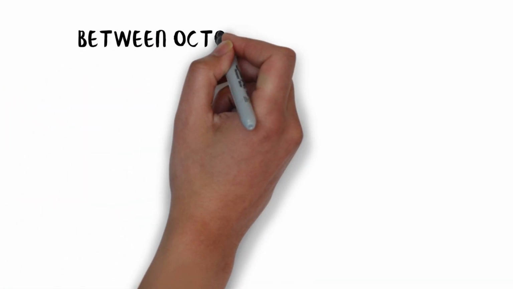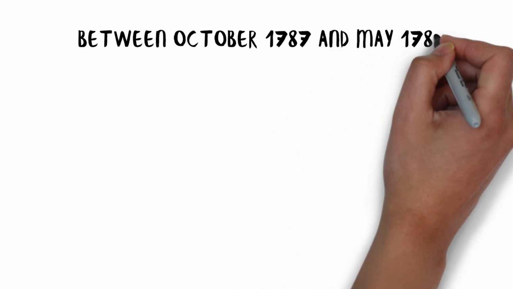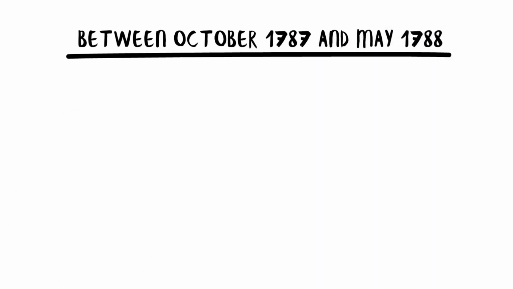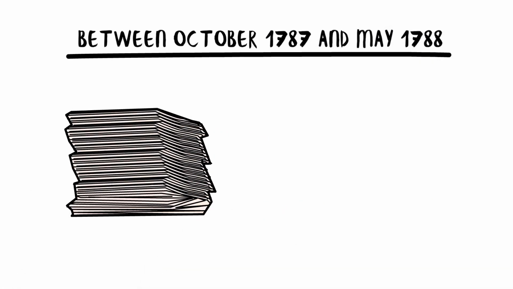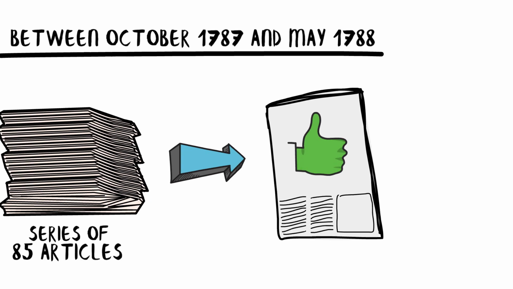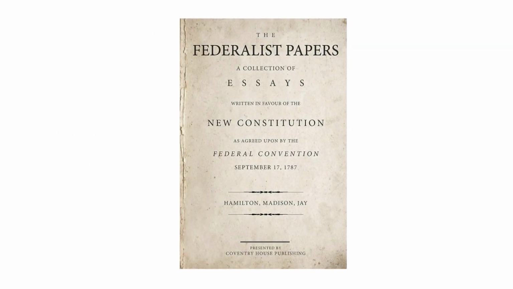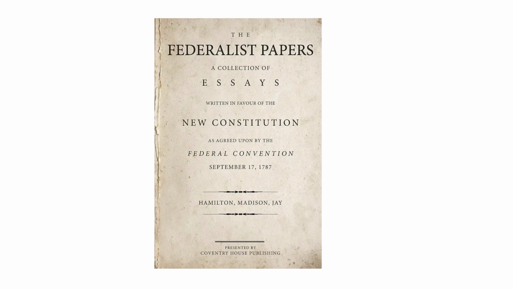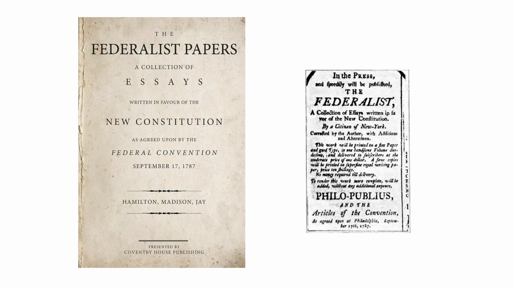Between October 1787, shortly after the Constitution was put before the states for ratification, and May 1788, a series of 85 articles appeared in leading newspapers arguing in favor of ratification. These articles were collected and published together in May 1788, eventually becoming known as the Federalist Papers. The articles were originally published under the pseudonym Publius. In fact, they were written by James Madison, Alexander Hamilton, and John Jay.